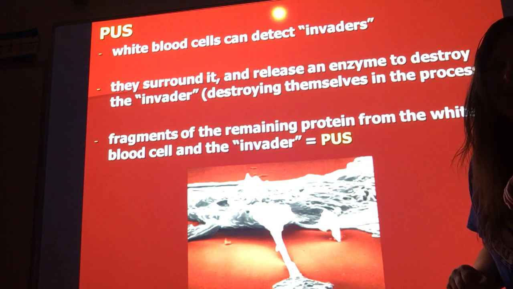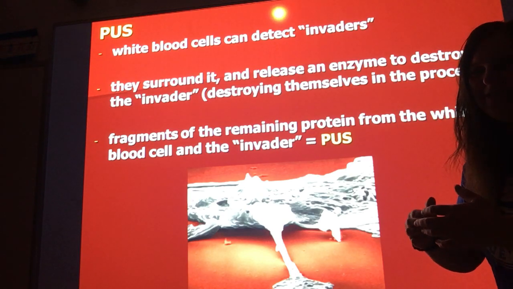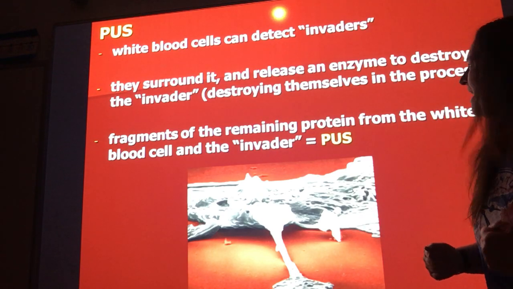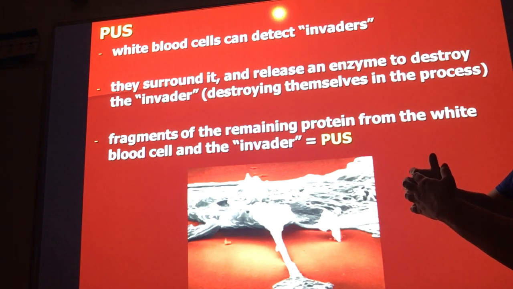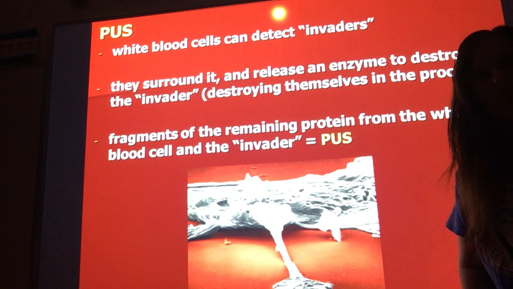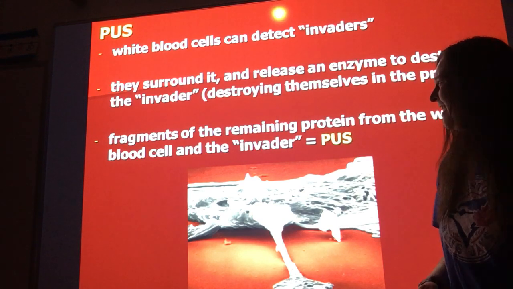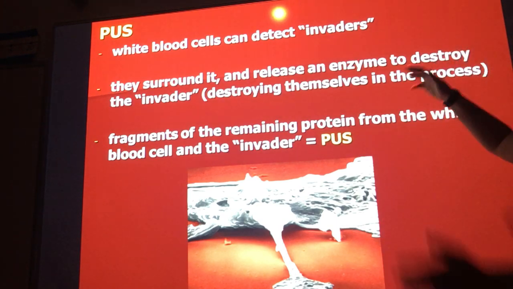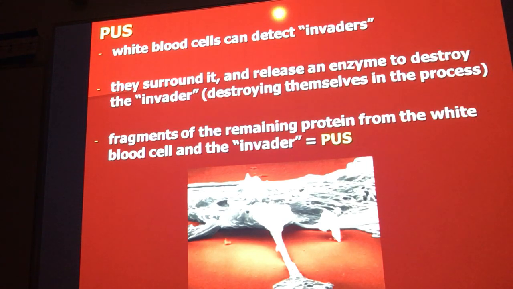And when they surround it, they release an enzyme. We just had a unit about enzymes, you should know about enzymes. They release an enzyme to destroy and kill that invader so it doesn't stay in your body and make you sick. So they surround it and destroy it with an enzyme, but they destroy themselves in the process. Oh, sad. Look at the white blood cells sacrificing themselves so your body can stay healthy internally. They release the enzyme to get rid of the invader, but they also get rid of themselves in the process.